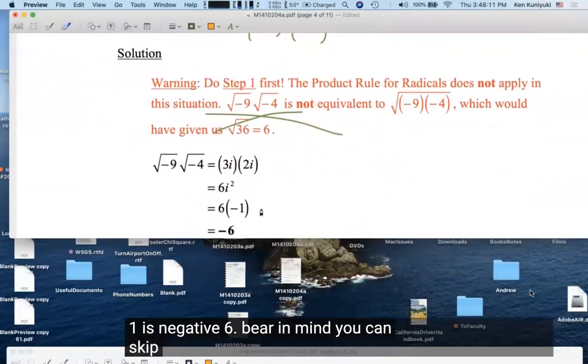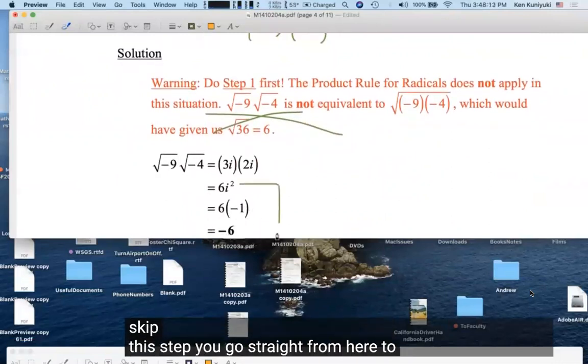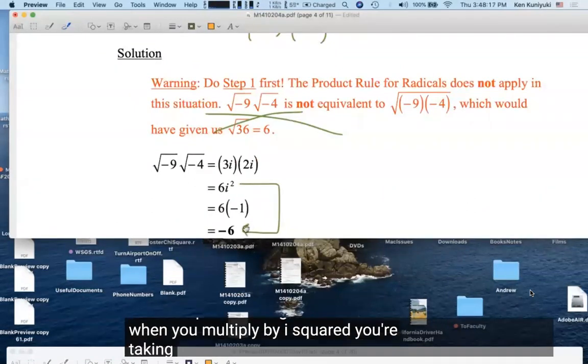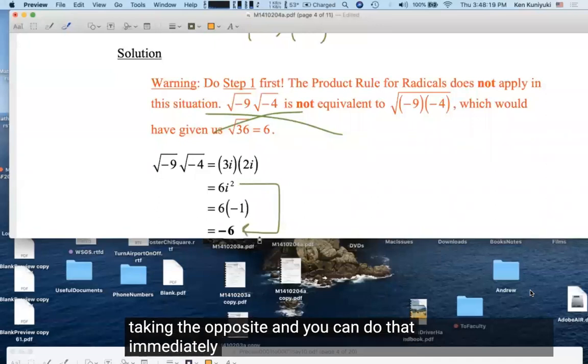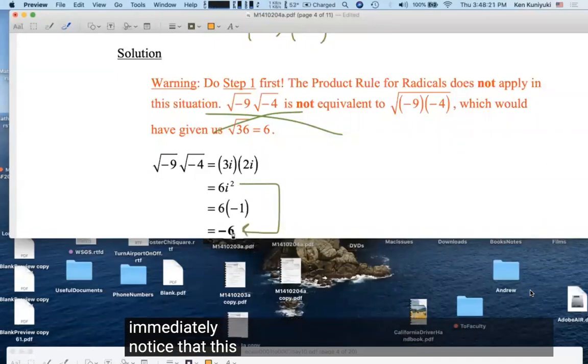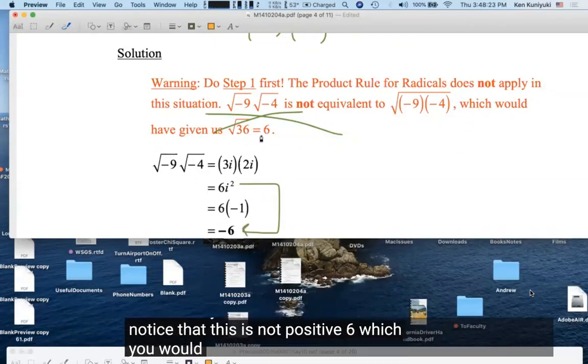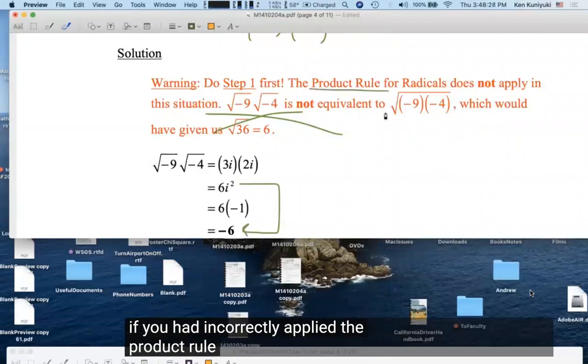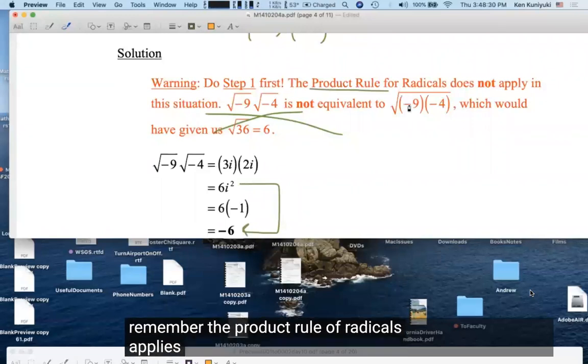Bear in mind, you can skip this step. You go straight from here to here. 6i squared is negative 6. When you multiply by i squared, you're taking the opposite. And you can do that immediately. Notice that this is not positive 6, which you would have gotten if you had incorrectly applied the product rule. Remember, the product rule for radicals applies if the radicands are non-negative, not if they're negative.